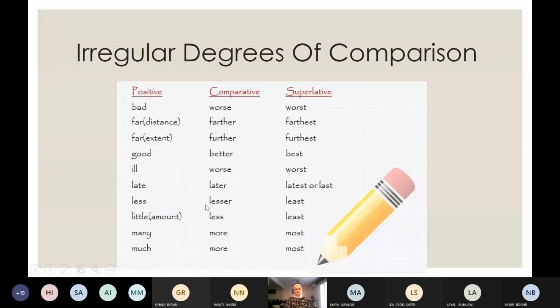Less, lesser, least. Little, less, least. I have less money than he has. I have the least money among my brothers. Many, more, most. Much, also more and most. I love you so much. I love you more than my brother loves you. I love you the most.